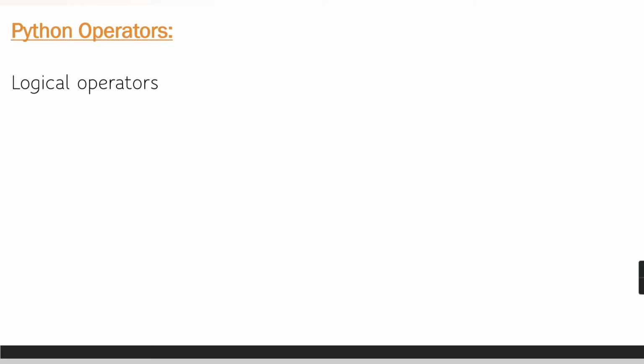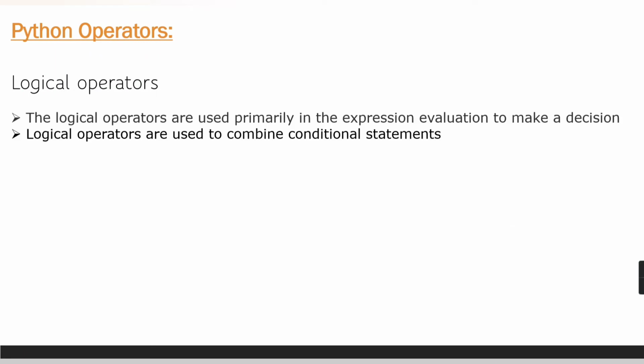In this video we are going to learn about logical operators in Python. The logical operators are used in expression evaluation to make a decision. Basically, it will return true or false, and accordingly your code execution will depend on those values. So logical operators are used to combine conditional statements. There are three keywords which are used for logical operators. They are AND, OR and NOT.